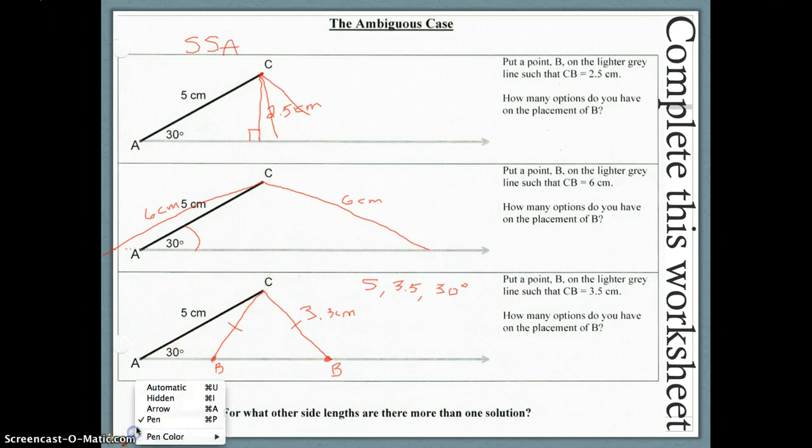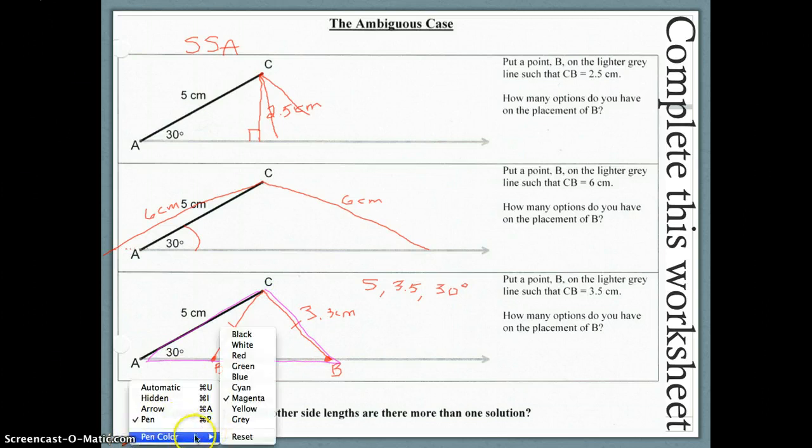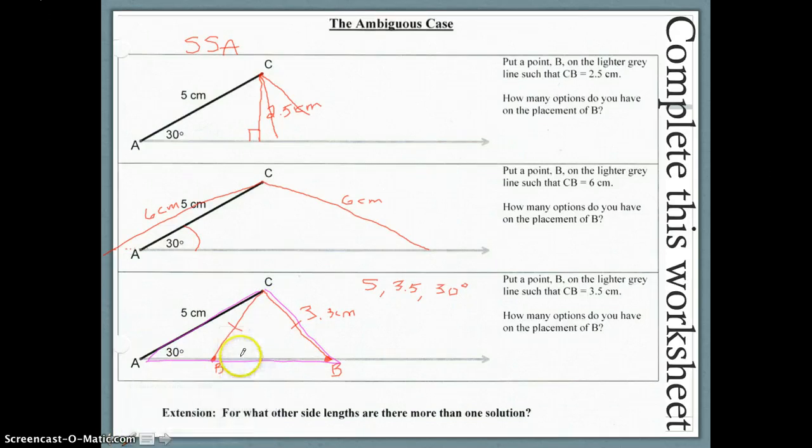You have this outer triangle. Let's maybe change the color here. Magenta. Okay, so we have this outer triangle like that, and then we also have, maybe green, this inner triangle like that. Okay, so two different triangles, but both of them have all of these three things. They have two side measurements of 5 and 3.5, and one angle of 30.